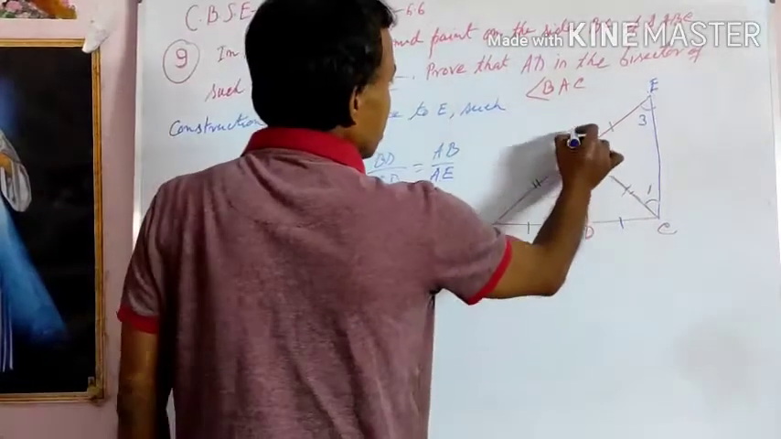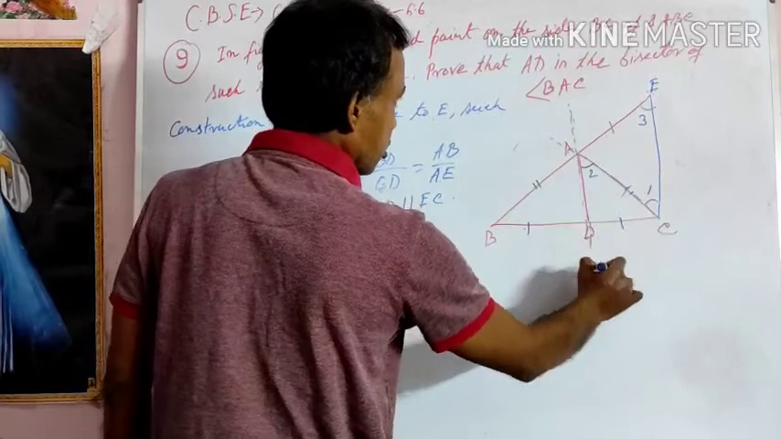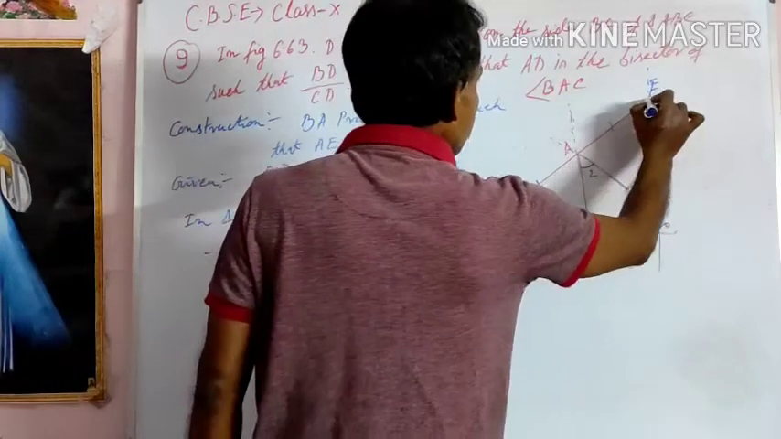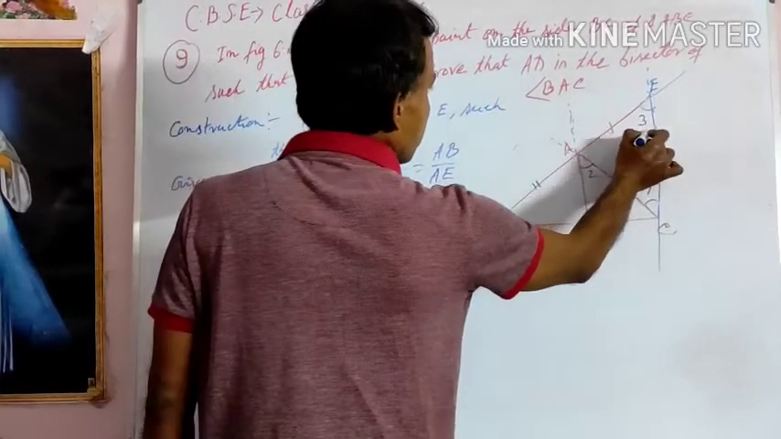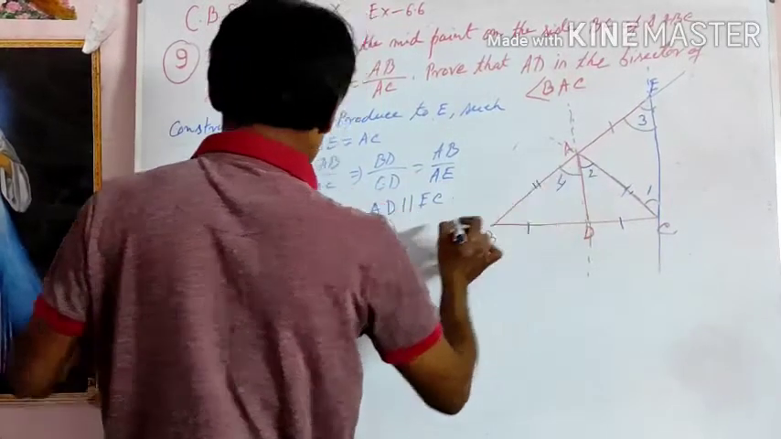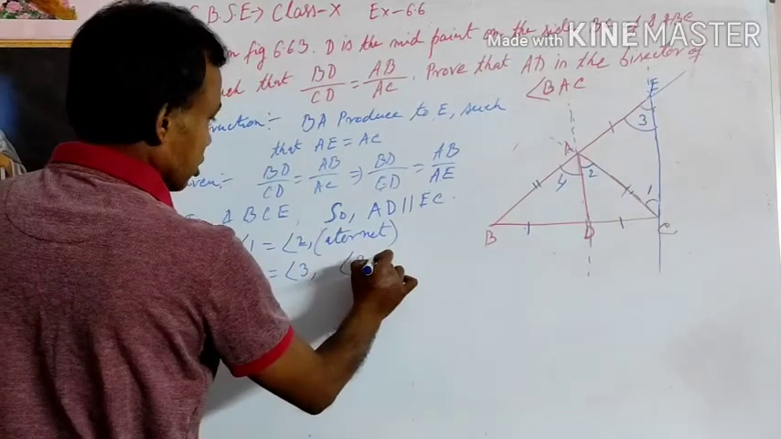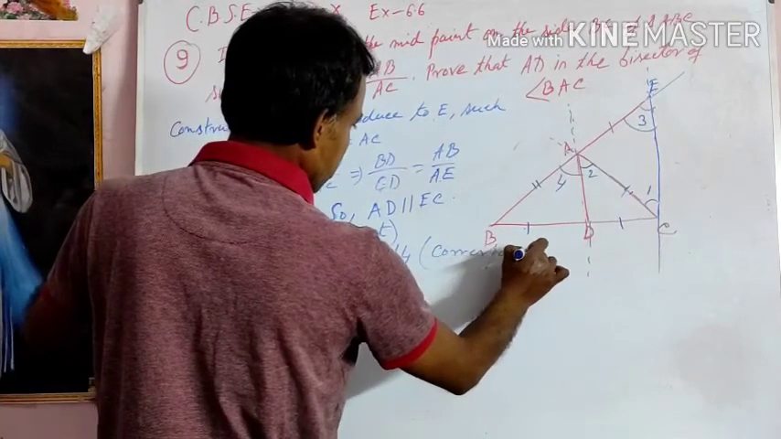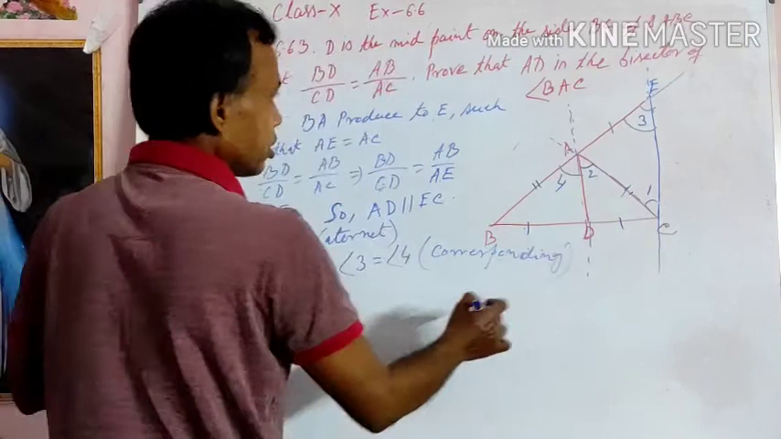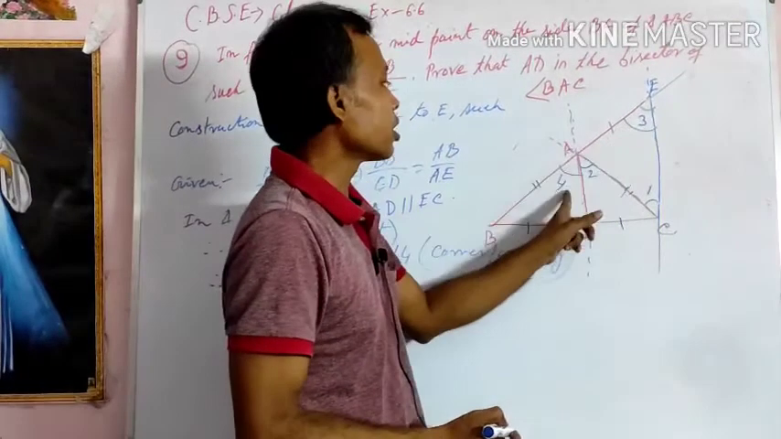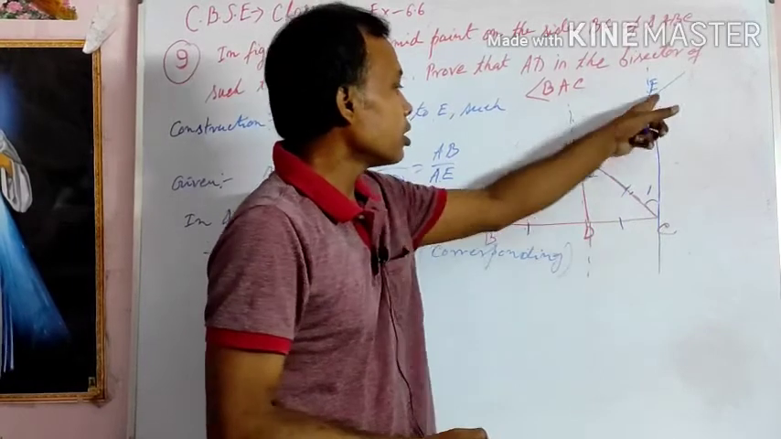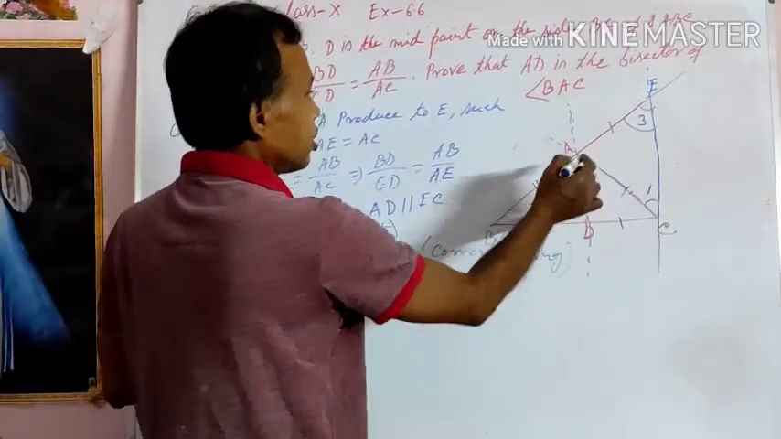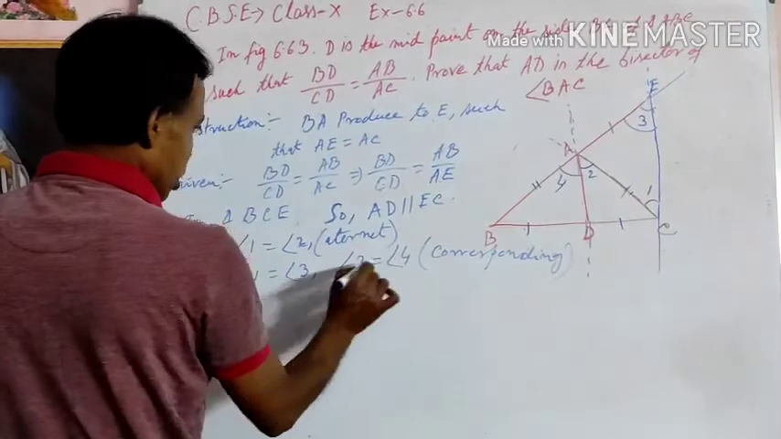Again, AD is parallel to EC and BE is the transversal, therefore angle 3 is equal to angle 4, since these two are corresponding angles. Angle 3 is equal to angle 4.